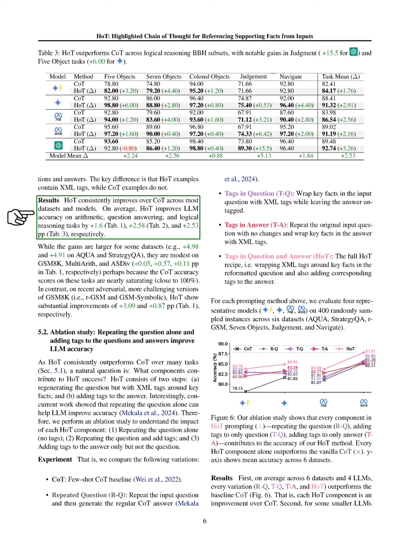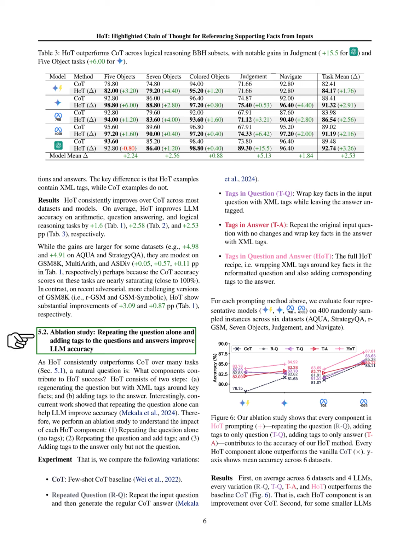On average, HoT improves accuracy in arithmetic, question answering, and logical reasoning tasks by 1.6, 2.58, and 2.53 percentage points, respectively. While some datasets see larger improvements, others like GSM-8K show only modest gains, possibly because CoT scores are already very high. However, in more challenging versions of GSM-8K, HoT shows significant improvements.